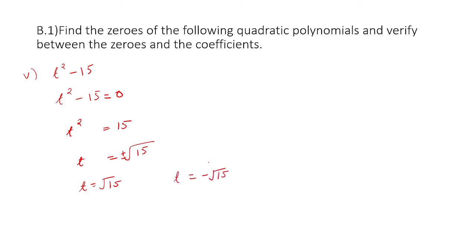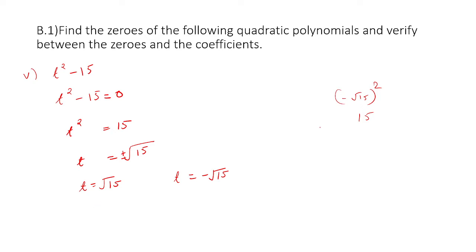Okay, clear? So why are these called the zeros again? Because if you substitute t as root 15 over here, this equation will become equal to 0. Same way, even if you substitute minus root 15, you take the square, you will still get 15, right? Minus into minus will become plus. So that becomes 0. So they are called the zeros, okay? So we have t as root 15 and t is equal to minus root 15.